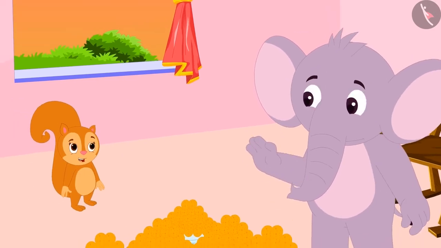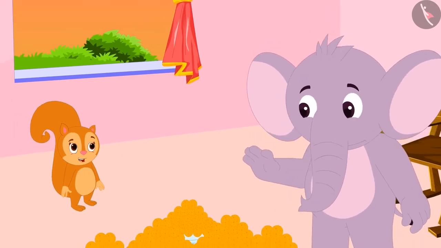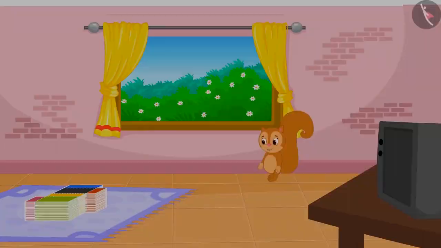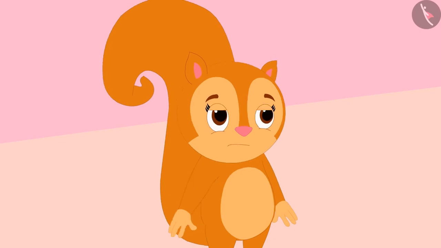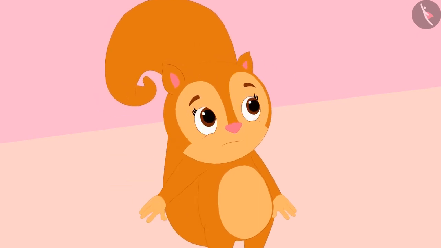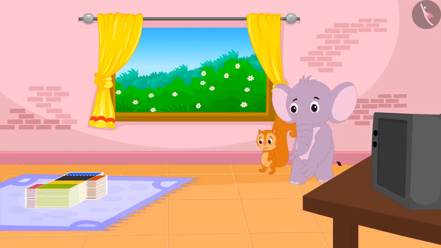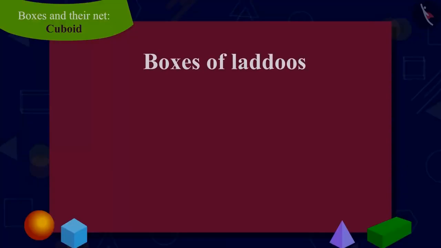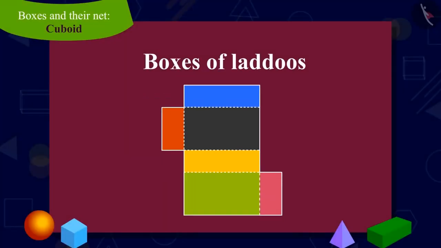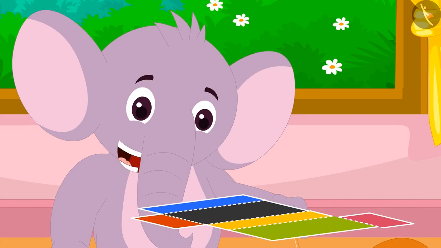He asked Chanda to bring the empty boxes for the laddus from another room. Chanda went to the other room and came back empty-handed. Chanda told Appu that she could not see any empty boxes in the other room. Now Appu went with her to the other room. He showed Chanda the cardboard cutouts and said, "Here are the empty boxes of laddus."